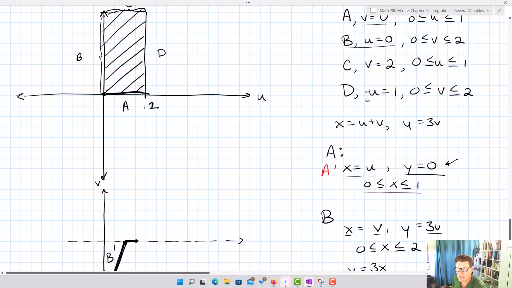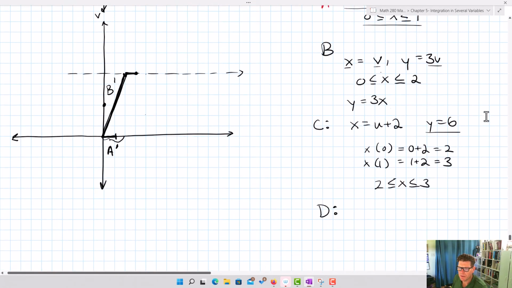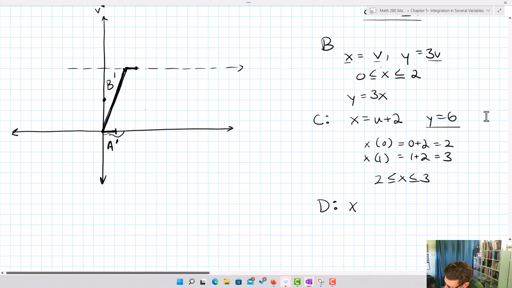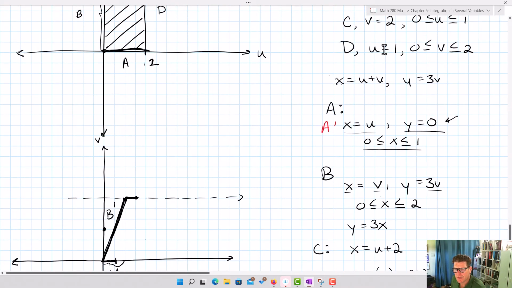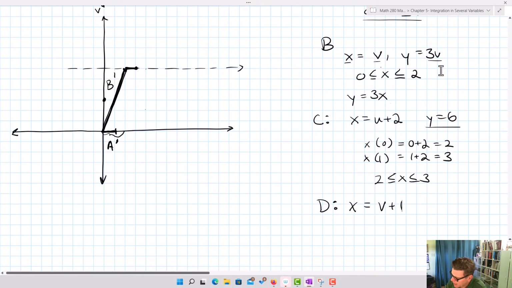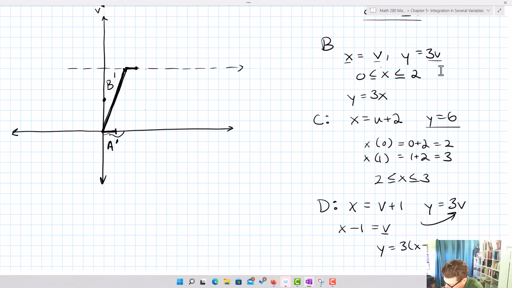So we go up here, D, U equals 1, and V is going to be greater than or equal to 0, less than or equal to 2. So that means that x is going to equal v plus 1, because remember, x equals u plus v. And y is going to equal 3v. So v will equal x minus 1. We're going to plug v into y. So we get y equals 3 times x minus 1, which equals 3x minus 3. Okay?